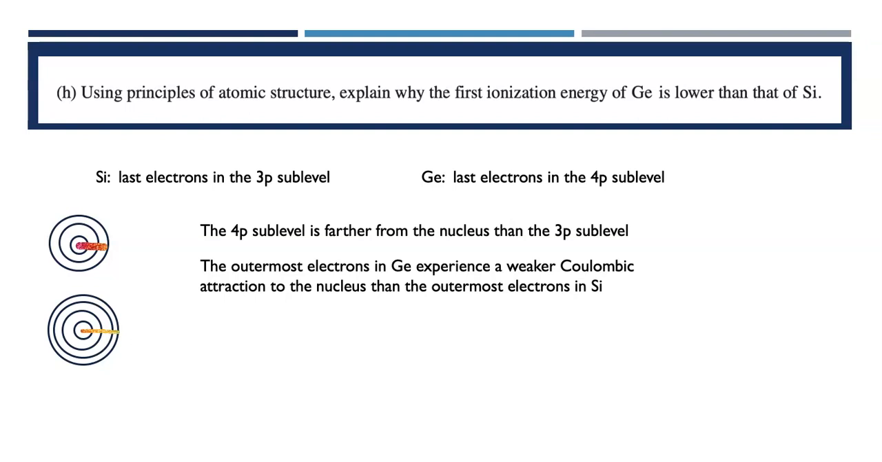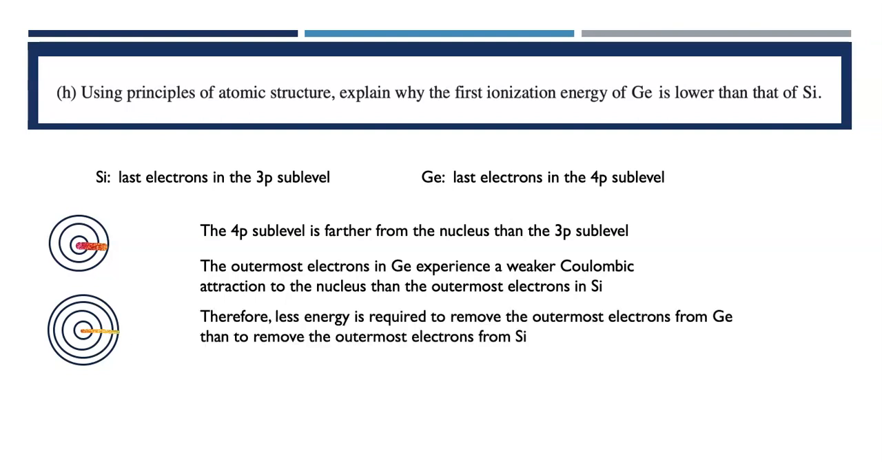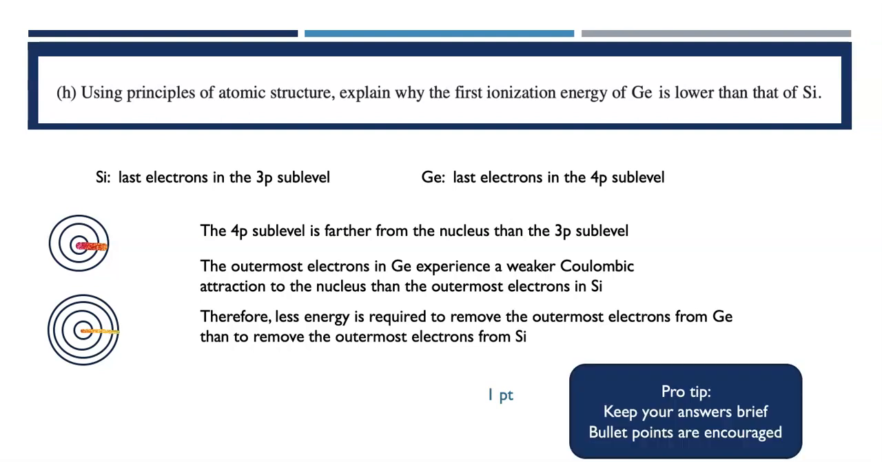Coulombic attractions, more shells, farther distance from the nucleus, that's the gist of your answer. Therefore, it takes less energy to remove the outermost electrons from germanium than it takes to remove the outermost electrons from silicon. And that's what you needed to say for 1 point. You didn't have to have the drawings, but you really needed to talk about the additional occupied energy levels and Coulombic attractions here.